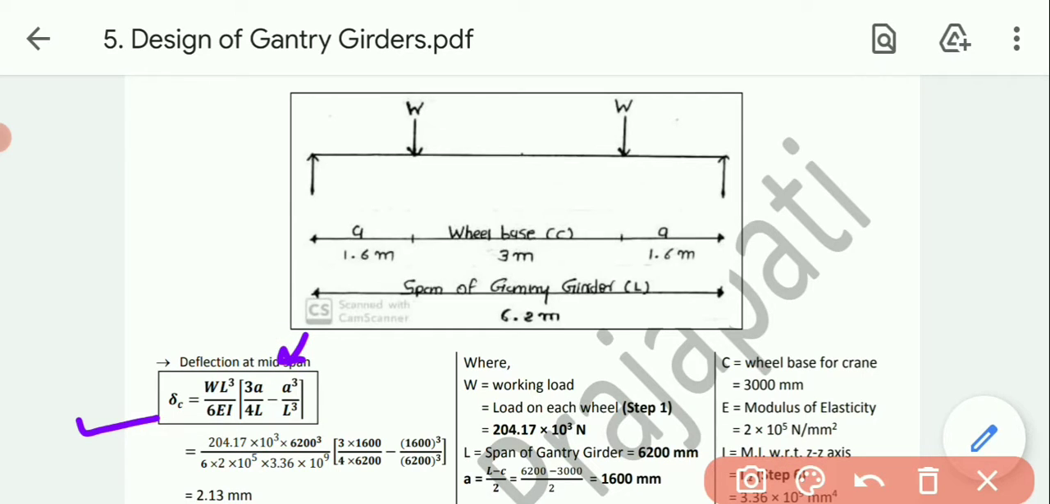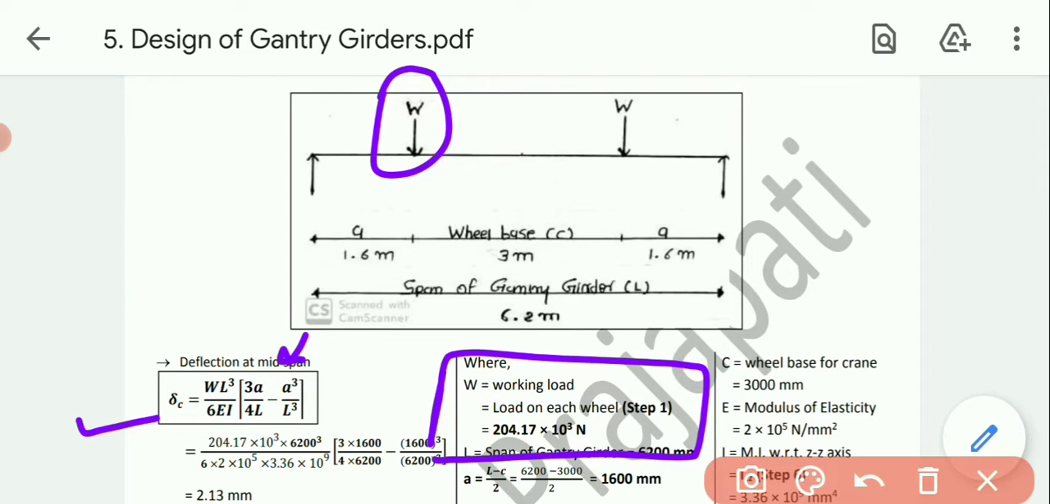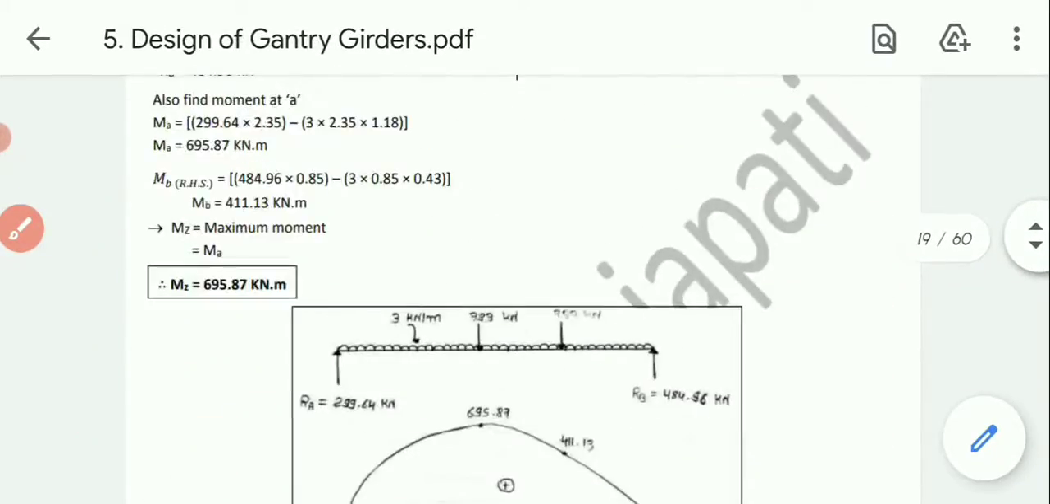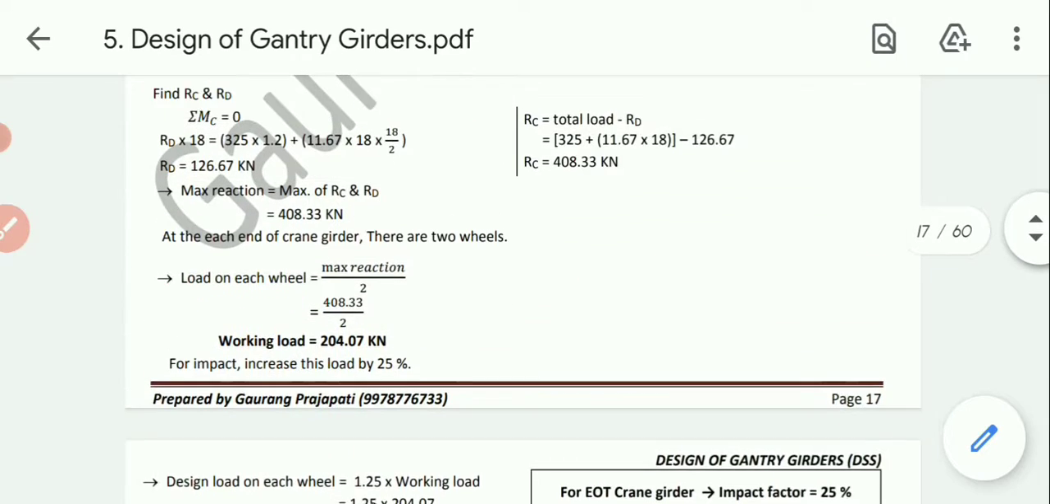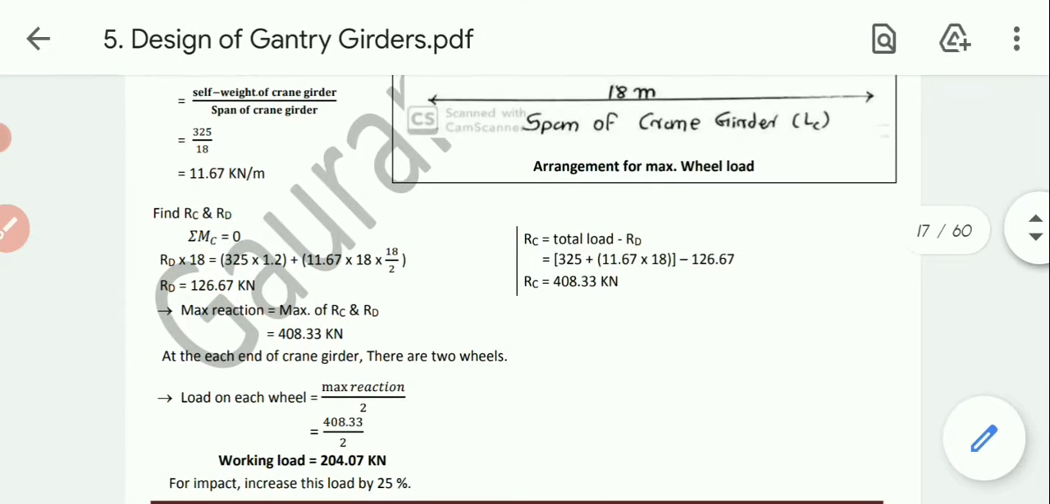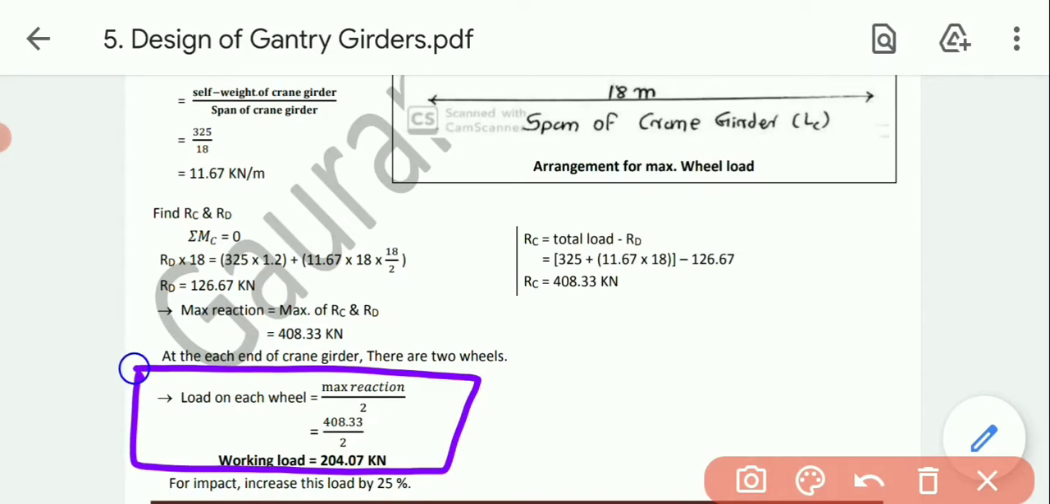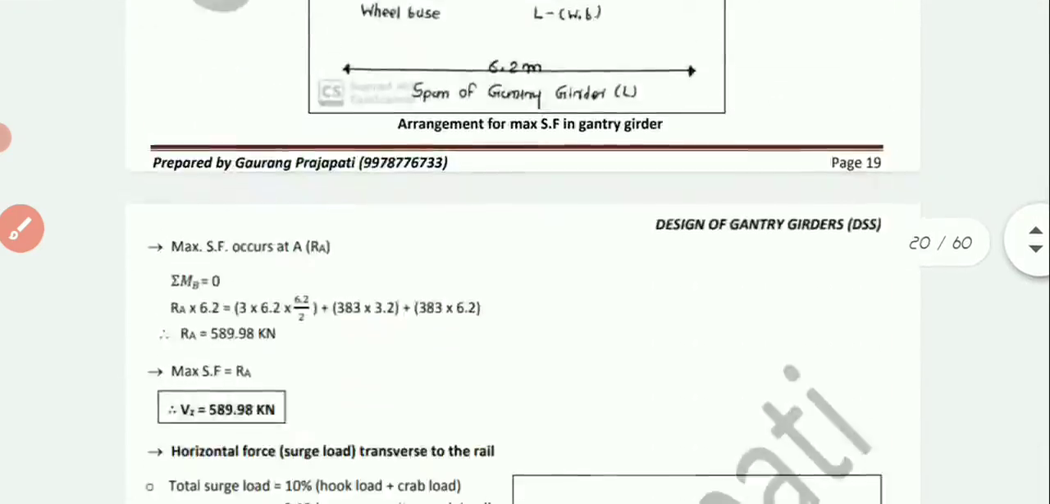Okay, so let's talk about the unknown parameters. W means the working load, that is the load on each wheel. We have already calculated this one in step number 1, that is 201.17. Let me show you. Load on each wheel will be this one, 204.07. Okay.